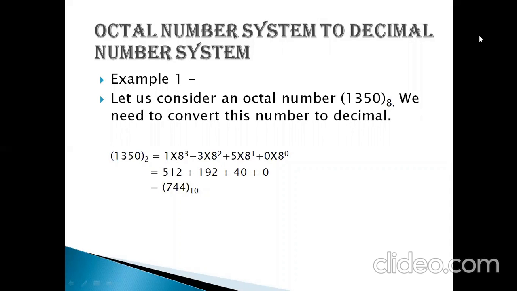Why 8? Because the base of an octal number is 8 and we have to put the power as the position of that particular digit. So 8 to the power 3 into 1 is 512 plus 8 to the power 2 into 3 is 192 plus 8 to the power 1 into 5 is 40 plus 0 into 8 to the power 0 is 0. So final answer is 744.